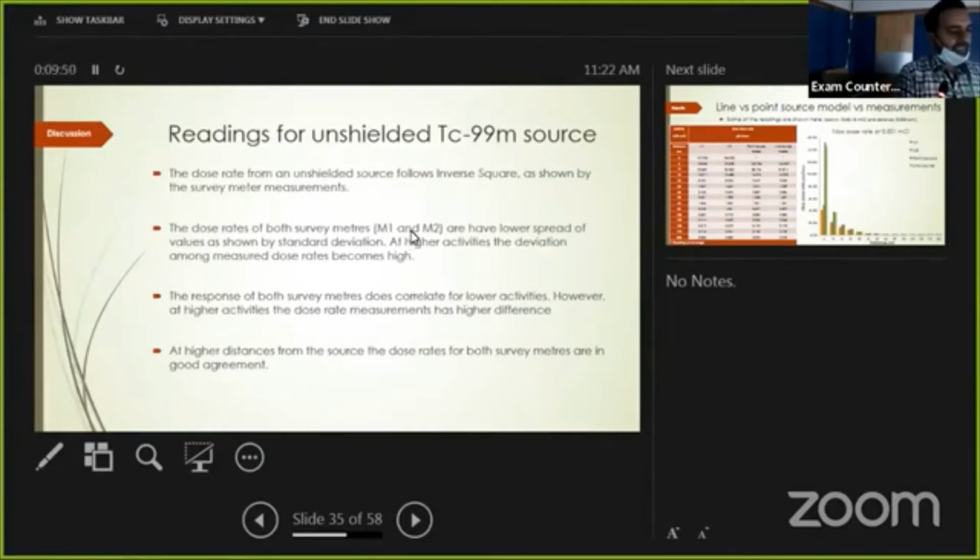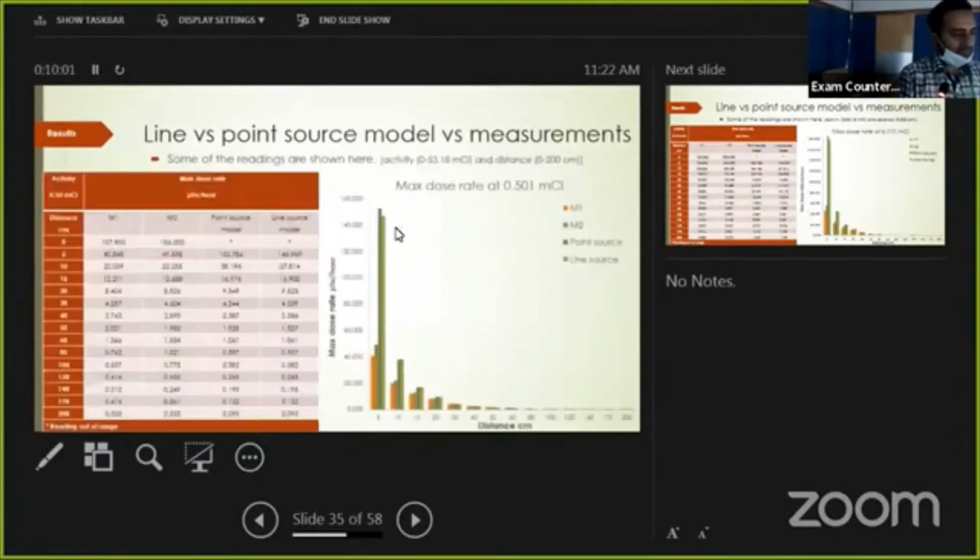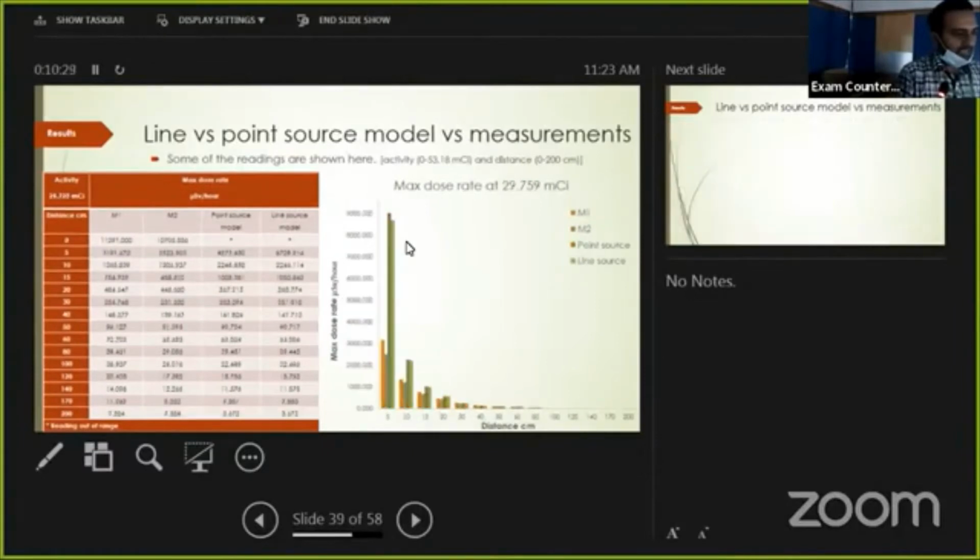Near the source, the readings were more deviating. And when we took the readings away from the source, the readings were quite similar for both of the survey meters. This is the comparison of dose rates by the survey meters and the line source and point source models. As you can see here, as we go away from the source, the line source and point source models are really comparable. Similarly, the dose rates from the survey meters are also comparable. Near the source, we have large deviations in the dose rates. These are some readings for the activities.